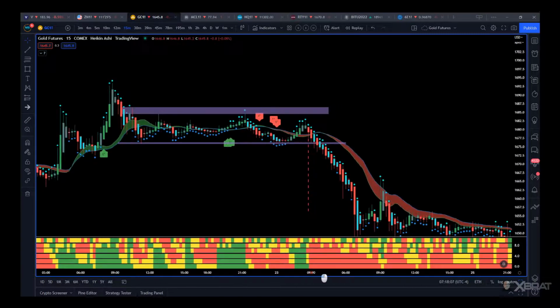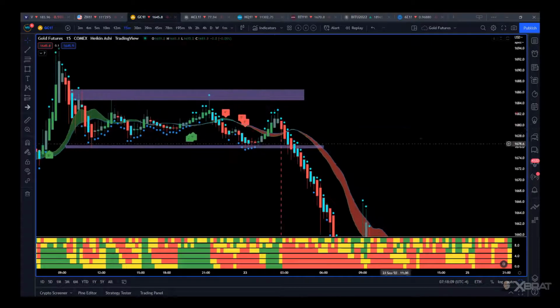Remember, when we get a sell signal on xBrat Algo, we need to be going short on the following candle or candles that break 1 or 2 ticks below that low. That didn't happen. It came back up. So this is a real strong support zone here.